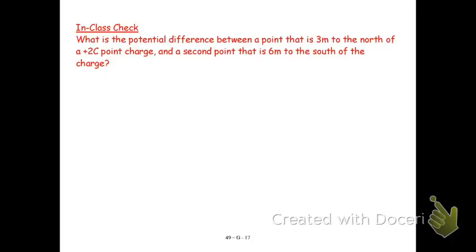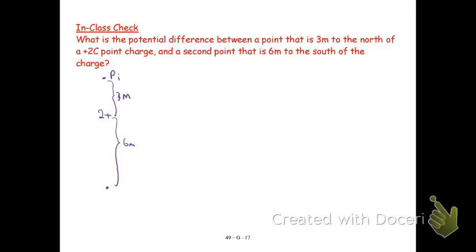What is the potential difference between a point that is 3 meters to the north of a 2 coulomb positive charge? So that's 2 coulomb positive. And here's my point, and that's 3 meters to the north of a 2 coulomb positive charge. And the second point that is 6 meters to the south. Oh my word, this is 6 meters to the south.